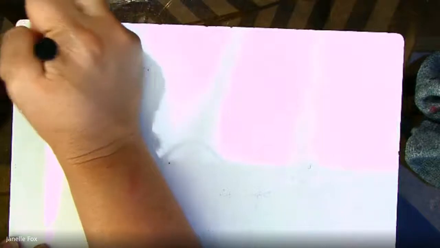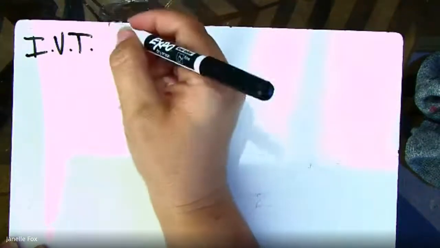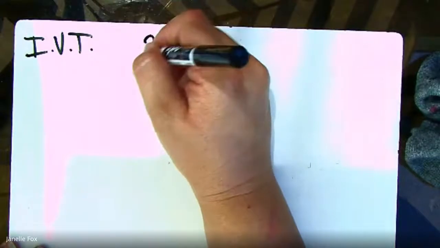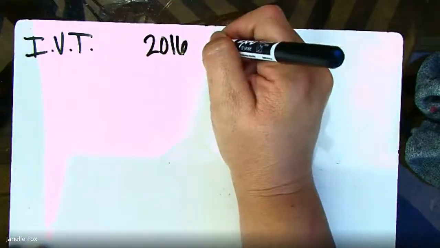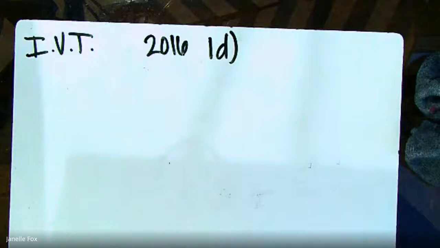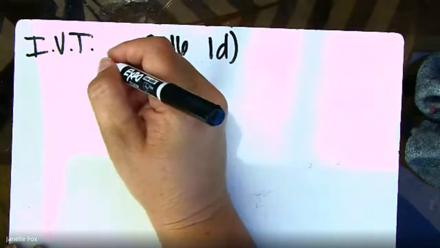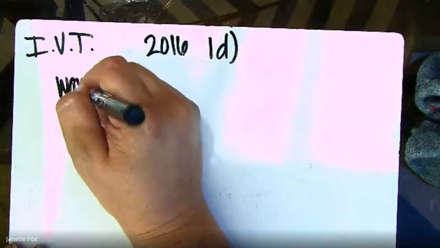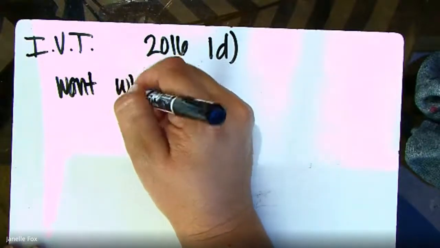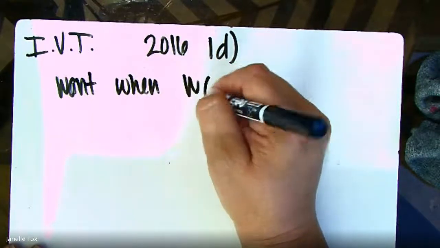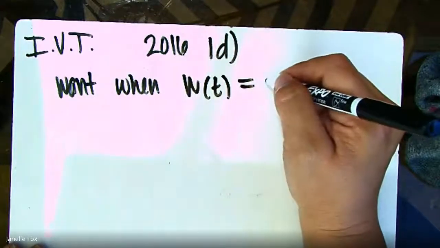The first example is for the intermediate value theorem. I won't do the whole question, but we'll do parts of it just to highlight it for you. This is taken from the 2016 exam, question 1 part D. The question asks about water coming into something and water leaving, and what they wanted you to come up with is whether there is a time when the water in would be equal to the water out.